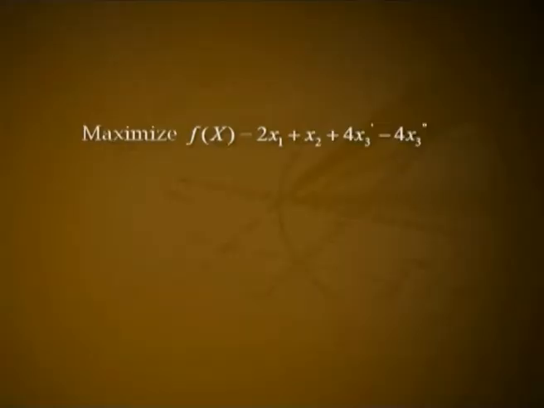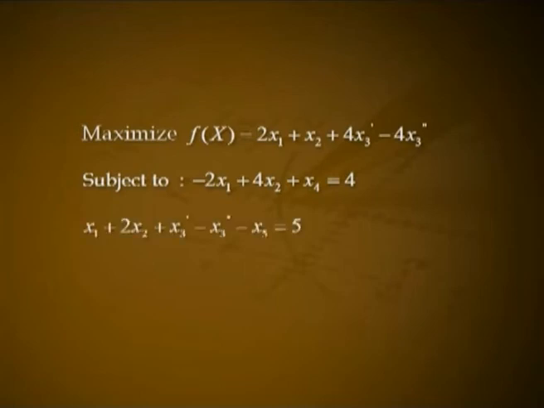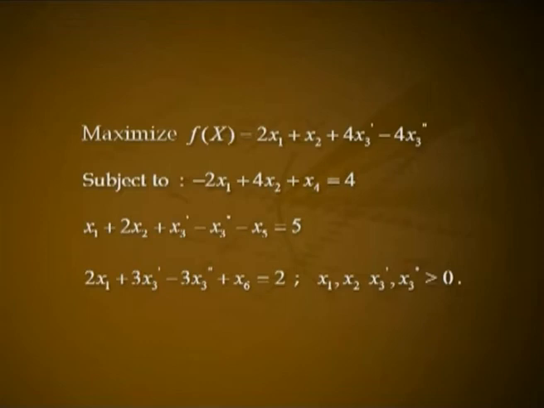Then the standard form of the problem is: maximize f(x) = 2x1 + x2 + 4x3' - 4x3'', subject to -2x1 + 4x2 + x4 = 4, x1 + 2x2 + x3' - x3'' - x5 = 5, 2x1 + 3x3' - 3x3'' + x6 = 2, and x1, x2, x3', x3'' are greater than or equal to 0.